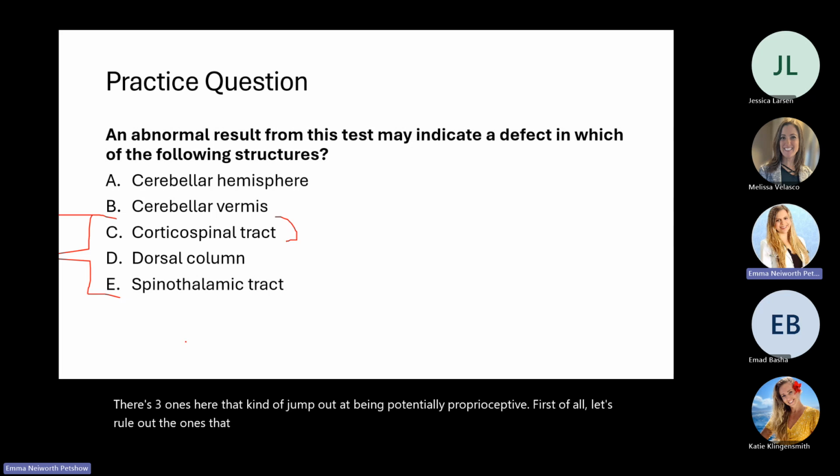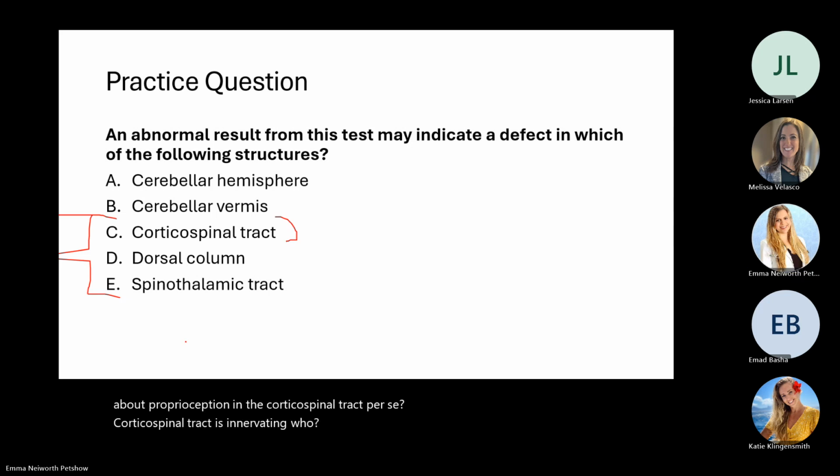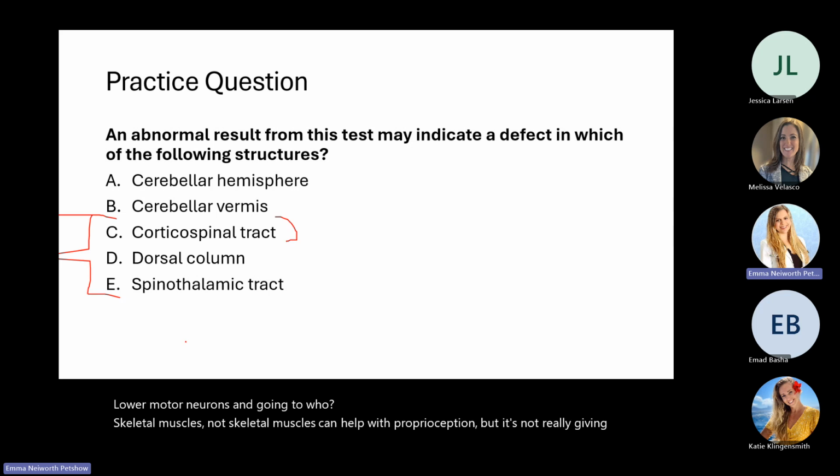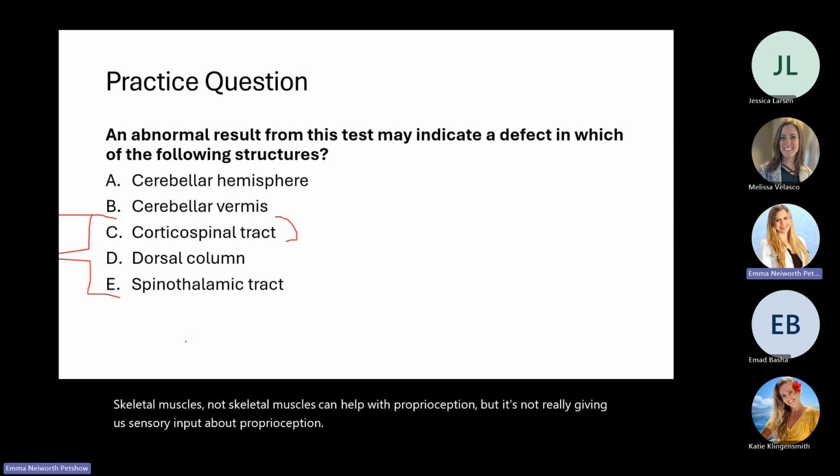When we talked about the corticospinal tract, was there anything about proprioception in the corticospinal tract per se? Corticospinal tract is innervating who? Lower motor neurons and going to who? Skeletal muscles. Skeletal muscles can help with proprioception, but the tract is not really giving us sensory input about proprioception. So I'd say less likely.